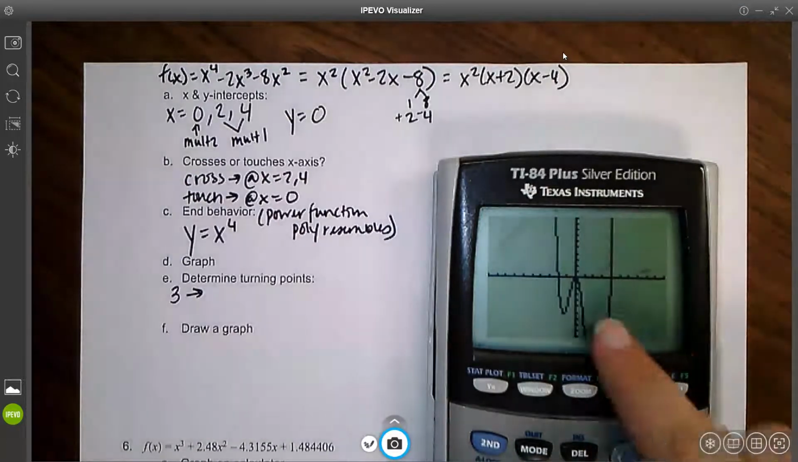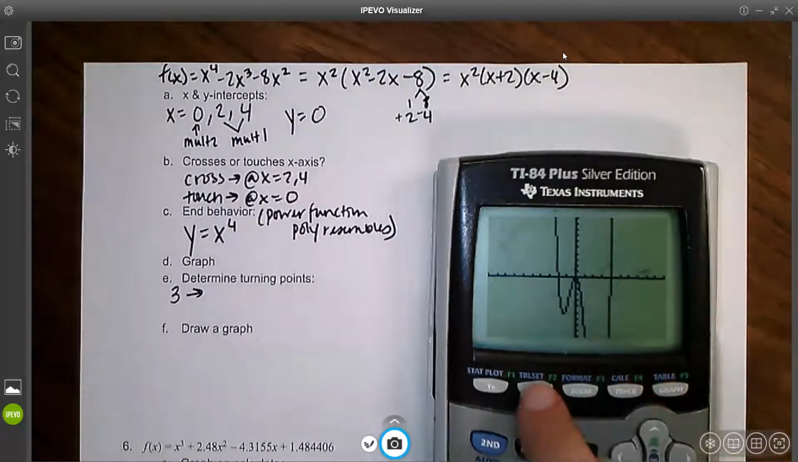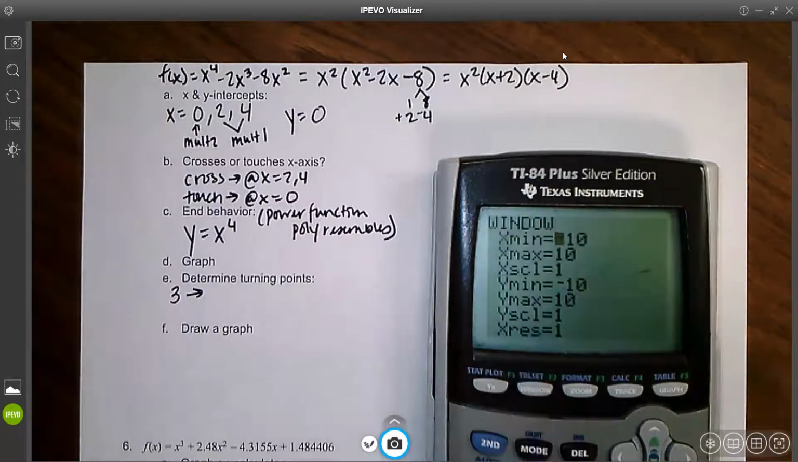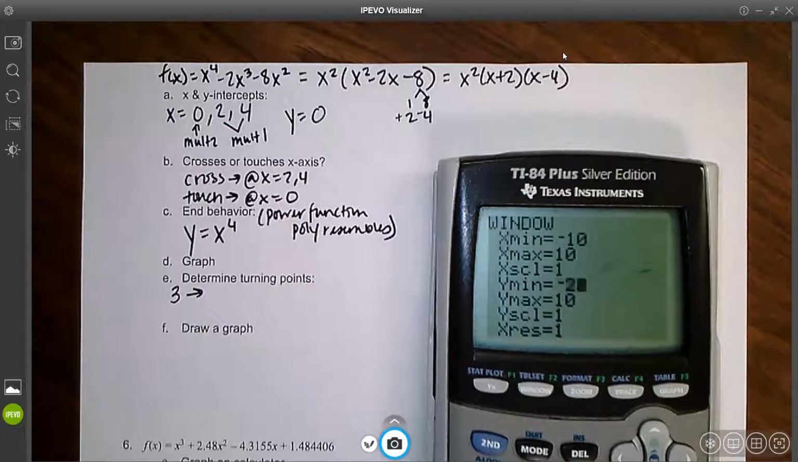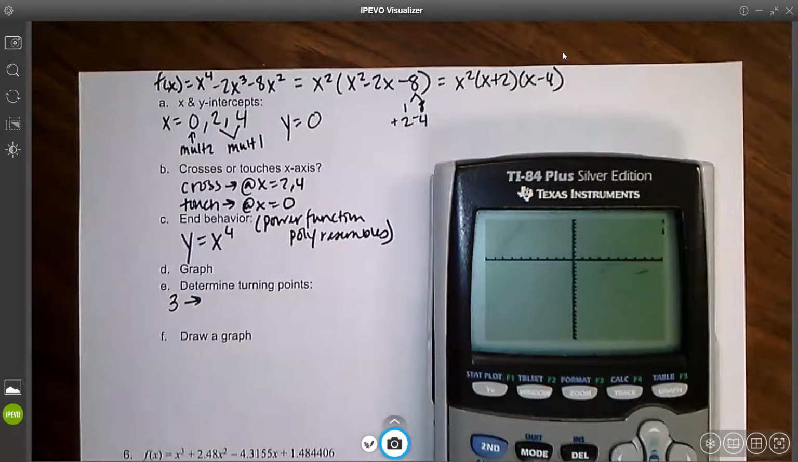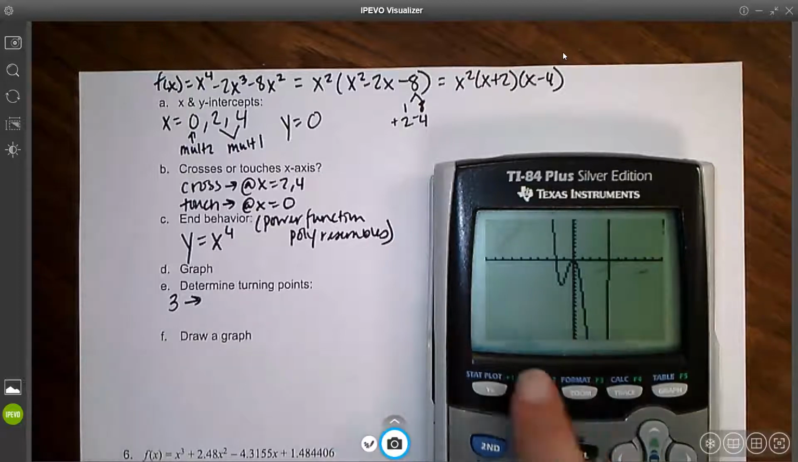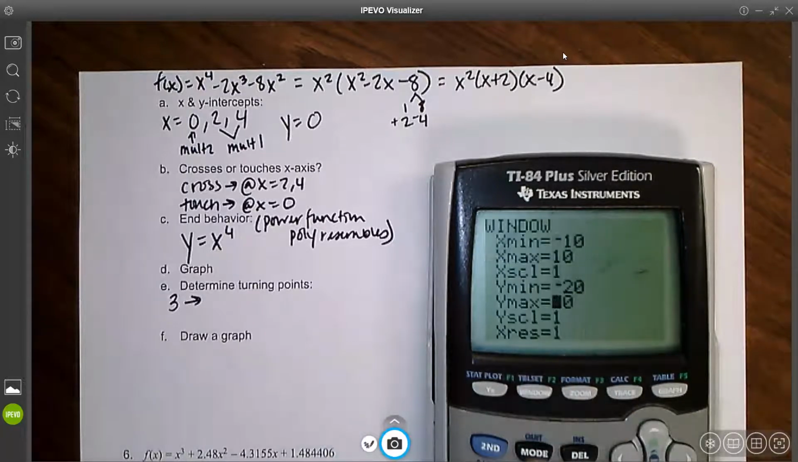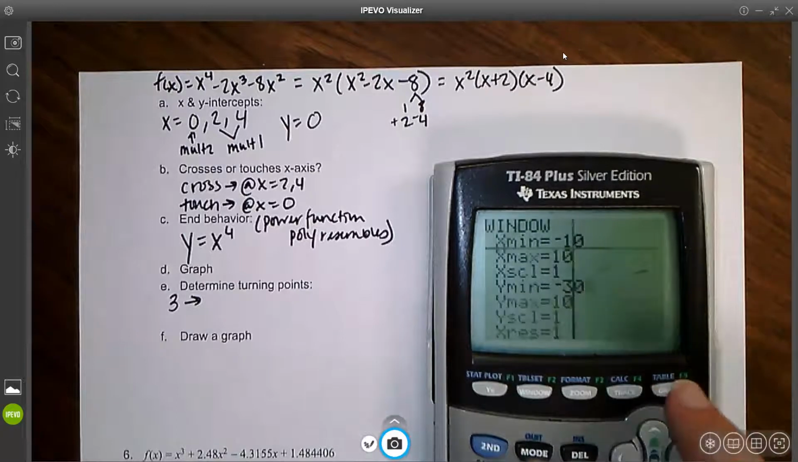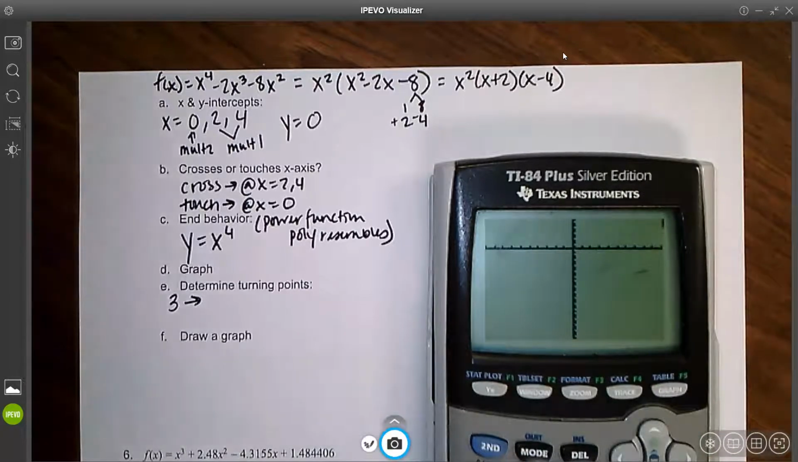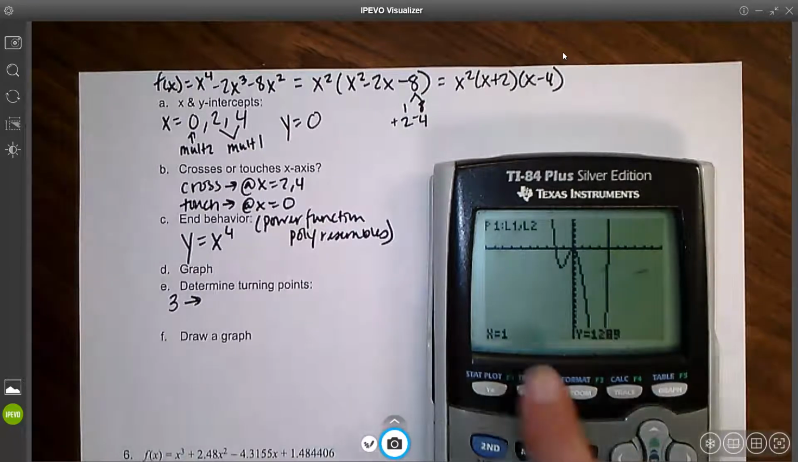So I'm going to adjust my window a little bit so that I can see that last one. I need my y minimum to be lower, so I'm going to say negative 20 and see if that helps. Not quite. Adjust it again. 30. Wow, it's really down there, which is fine.